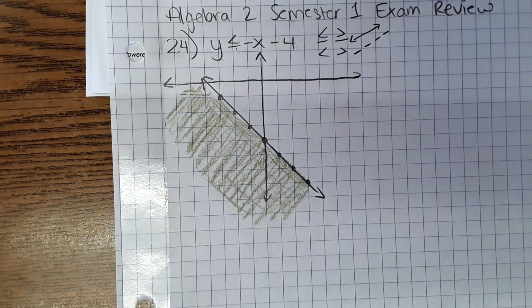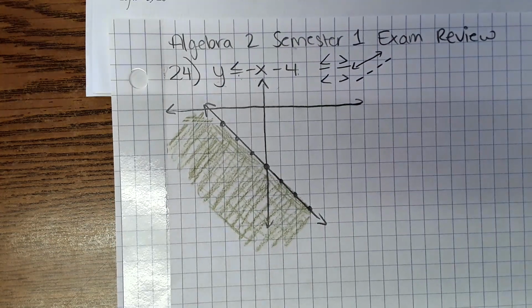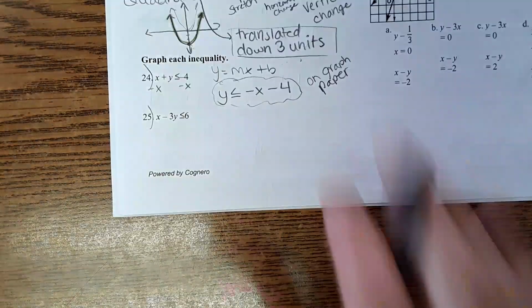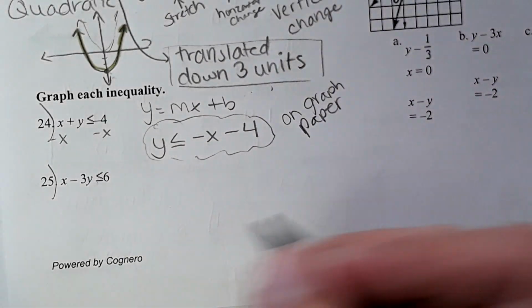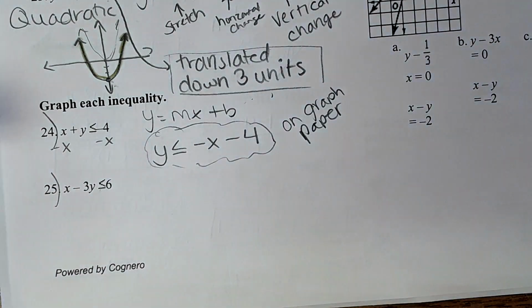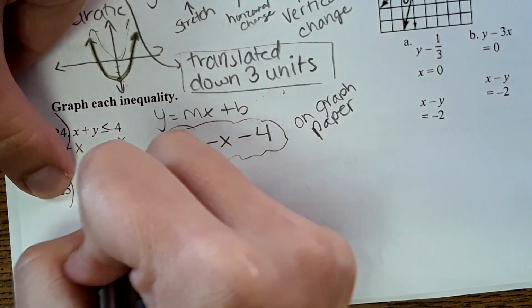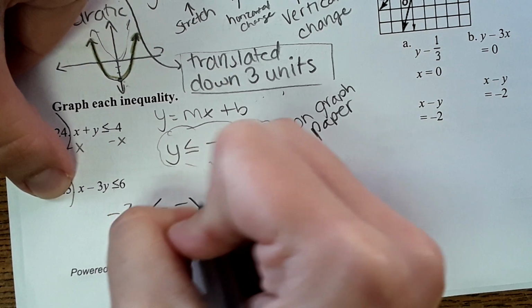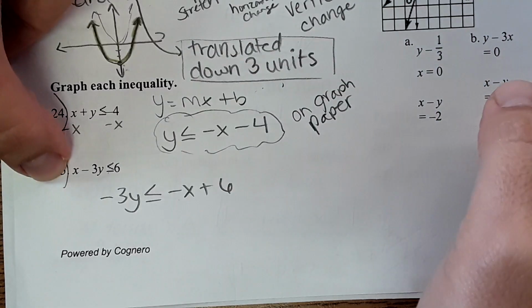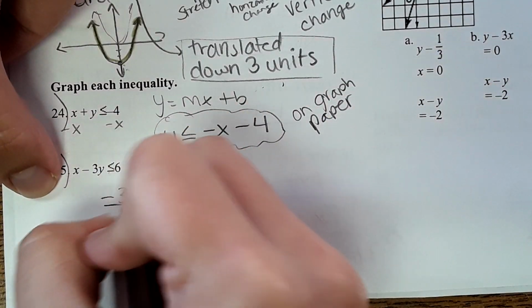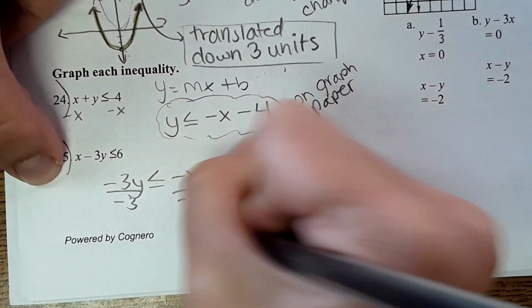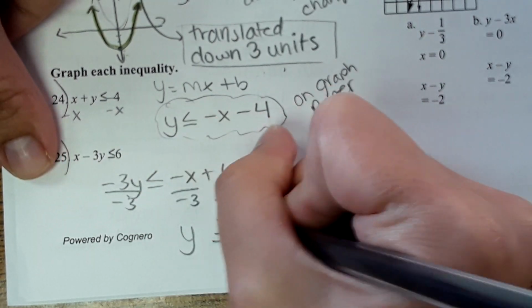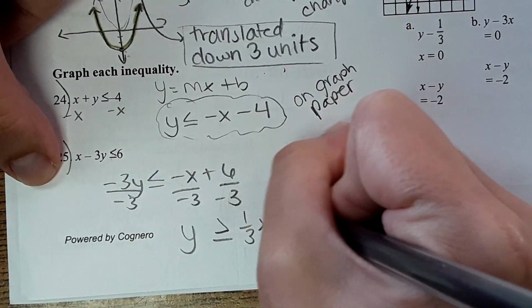Okay, next. 25. I have to rearrange the equation so I get it in y equals mx plus b format. Remember, if I divide by a negative or multiply by a negative, then the inequality changes direction. So this, and then divide by -3. So the inequality changes the other way. 1/3 x minus 2.